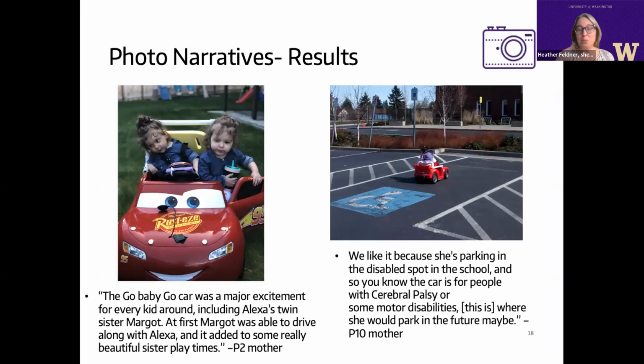The photo on the right is one of my favorite in the whole study. It shows a little girl in her ride-on car pulling into an accessible parking spot at a school playground, and she's looking back at the camera. And the family narrated, "We like it because she's parking in the disabled spot in the school. And so you know the car is for people with cerebral palsy or some motor disabilities. This is where she would park in the future, maybe."